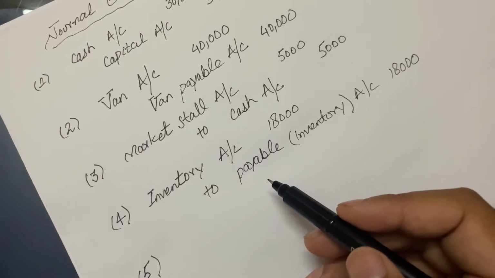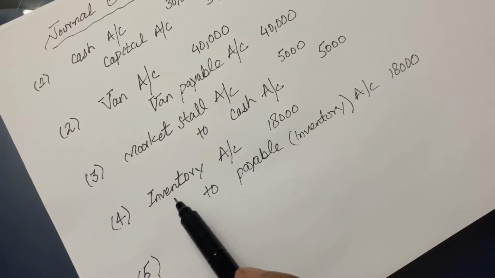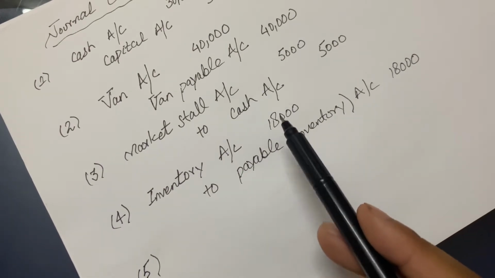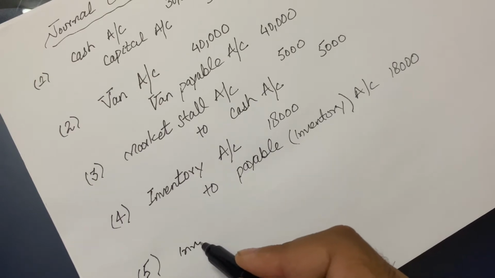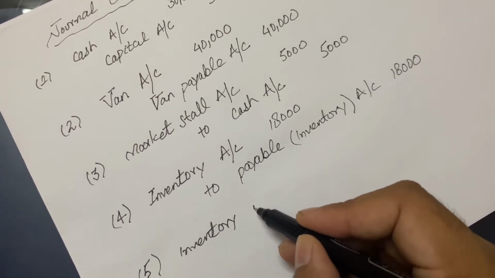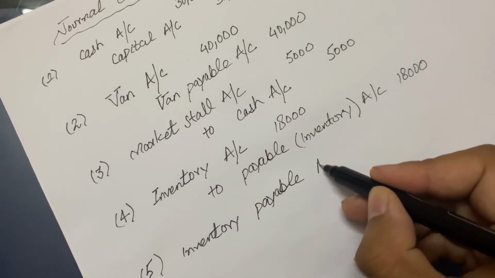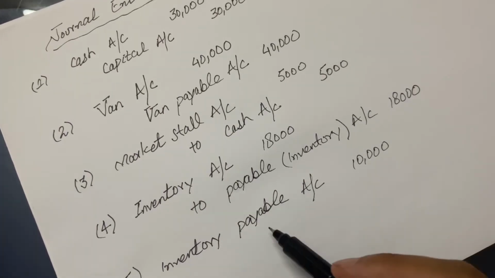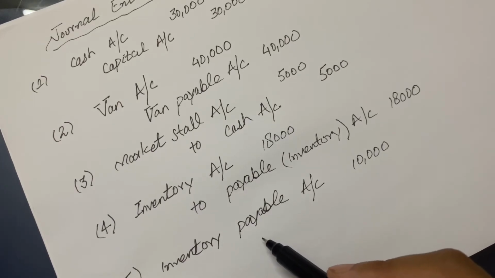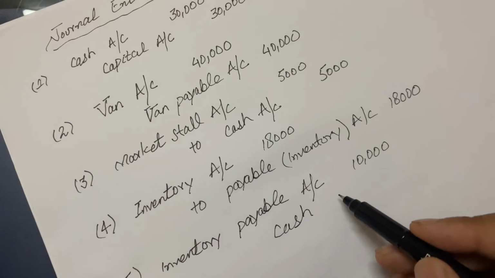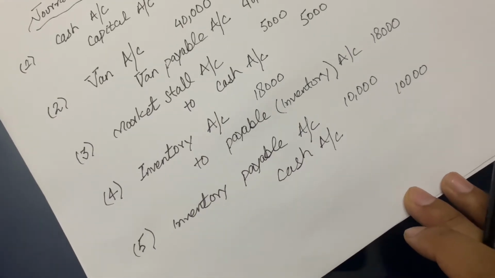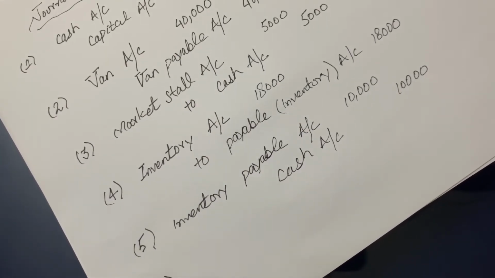According to my fifth transaction, Abbas pays his supplier rupees 10,000. From his supplier he purchased inventory, and he has to pay 18,000 in return, but now he's paying 10,000 rupees. So we write here inventory payable, which is a liability, which was 18,000, but now he's going to pay 10,000. So whenever there is a decrease in liability, it will be debited, and he is going to pay through the cash account with an amount of 10,000 rupees. So cash is reducing, which is an asset, and it will be credited.